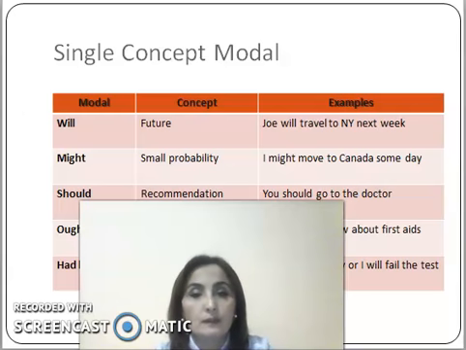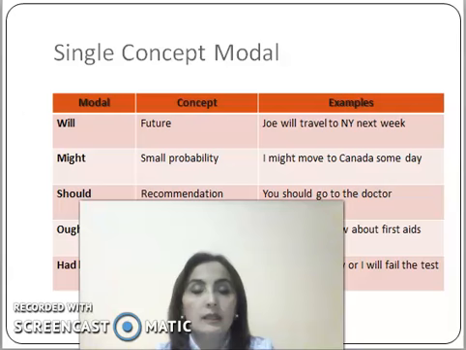Concept, future. That is, we take "will" as a modal and the concept is future. An example for this is: Joe will travel to New York next week. "Might" is a modal and the concept is small probability. The example here: I might move to Canada someday.